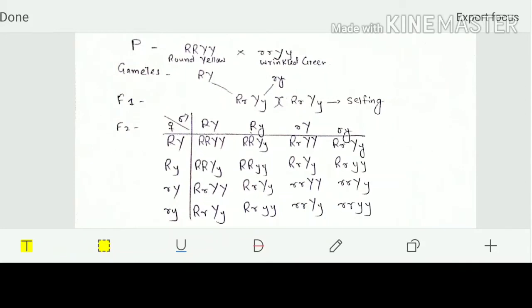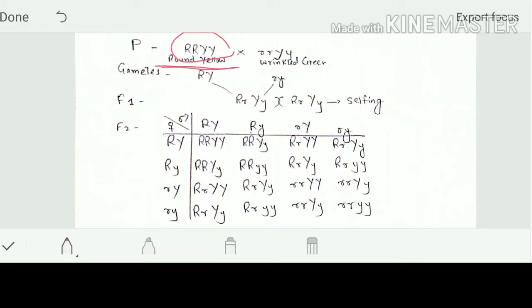Okay, done. So what Mendel did was use two characters at one time. He took capital R along with capital Y. The phenotype for this was round yellow. The shape of the pea was round and the color of the pea was yellow. The other one was small r and small y.